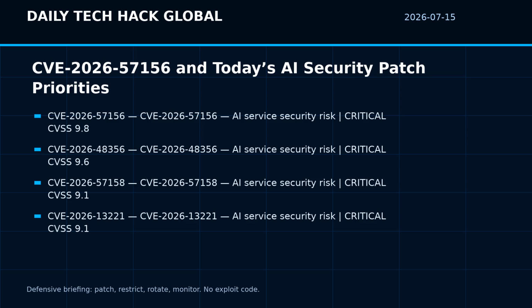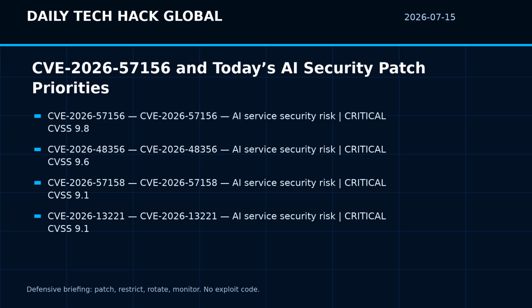If your team runs cloud workloads, AI services, developer pipelines, or internet-facing infrastructure, today's security question is simple. Which patch changes your blast radius first? This is Daily Tech Hack Global for July 15, 2026. The facts in this briefing come from NVD, CISA when reachable, and linked vendor advisories. I will keep the discussion defensive, no exploit commands, no payloads, and no step-by-step attack chains.